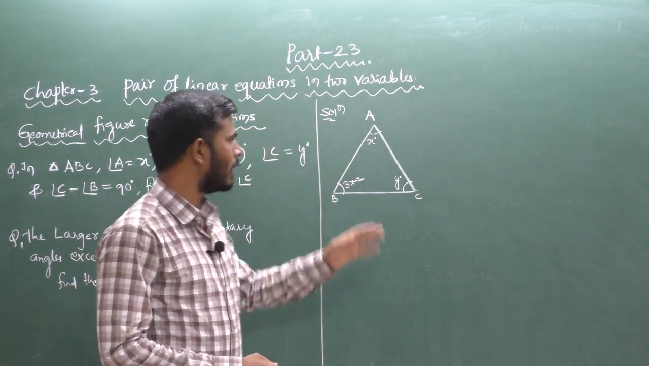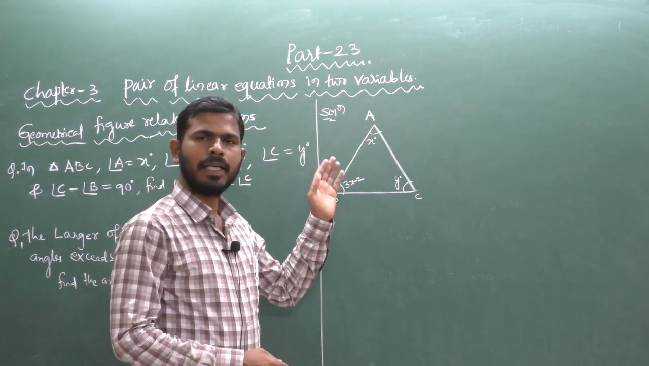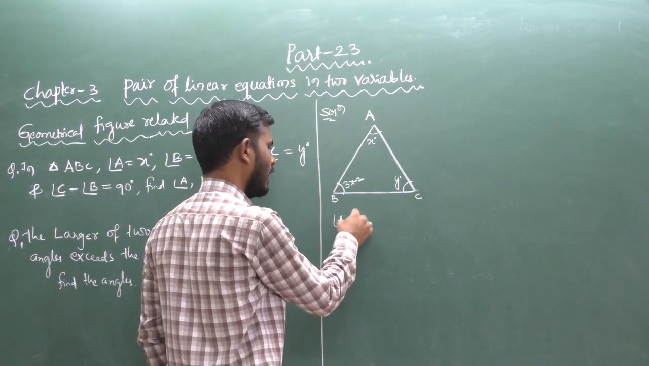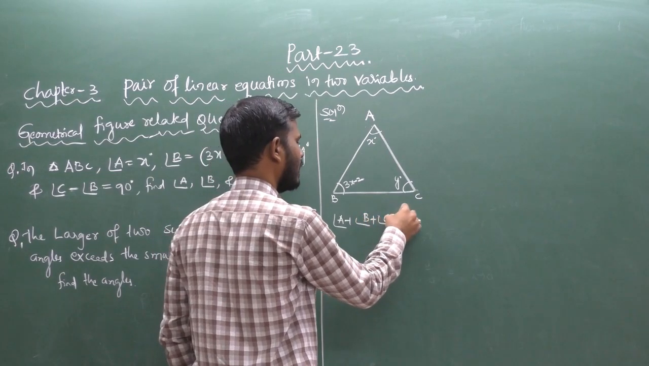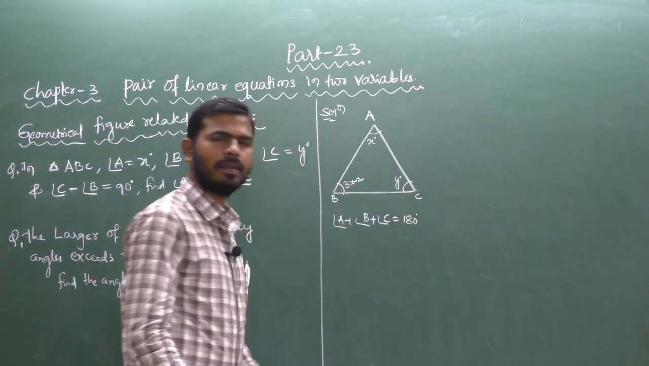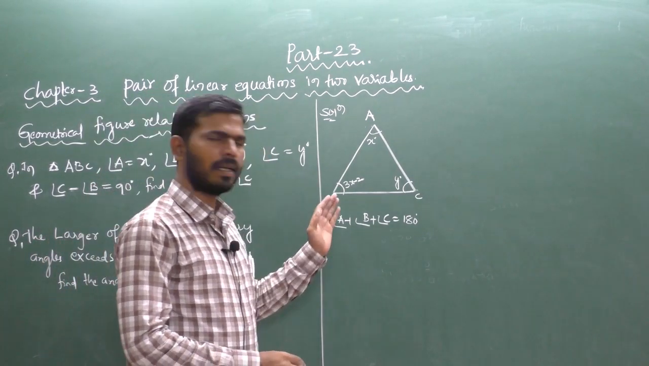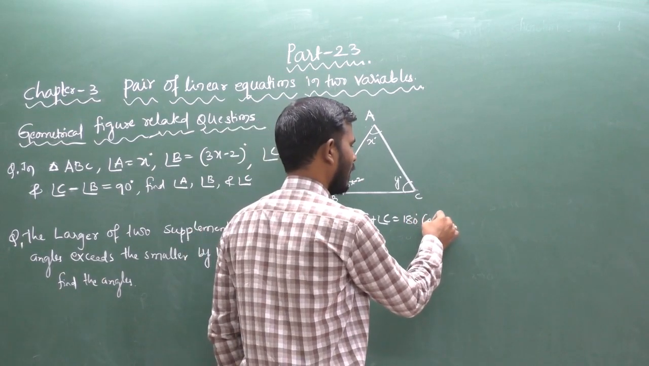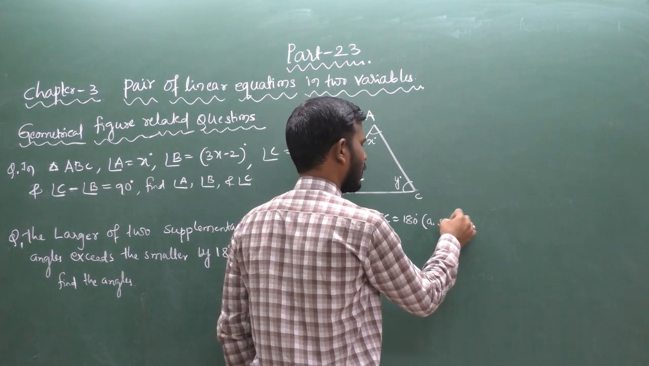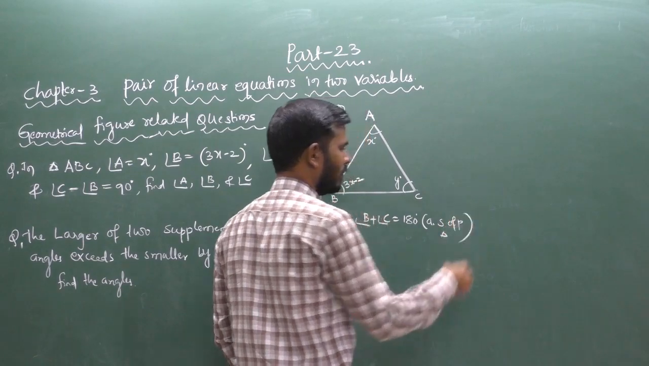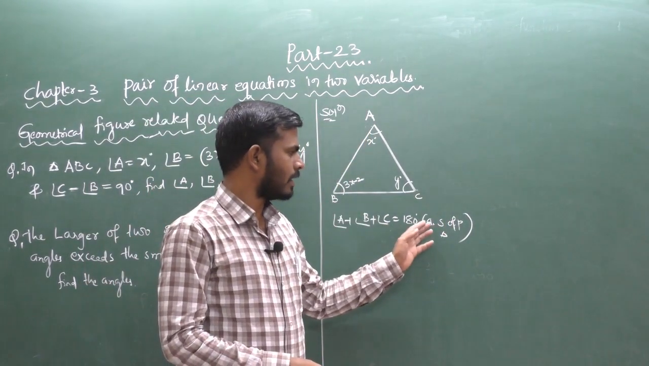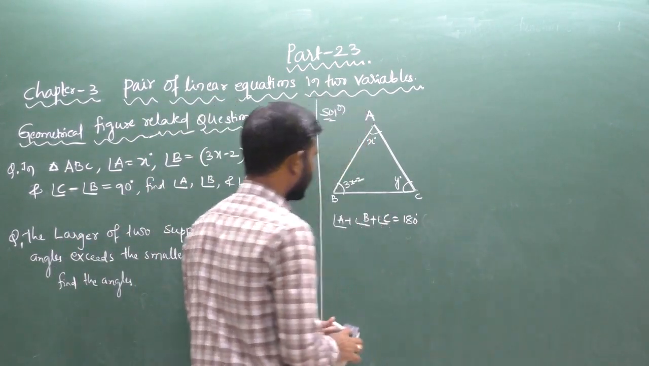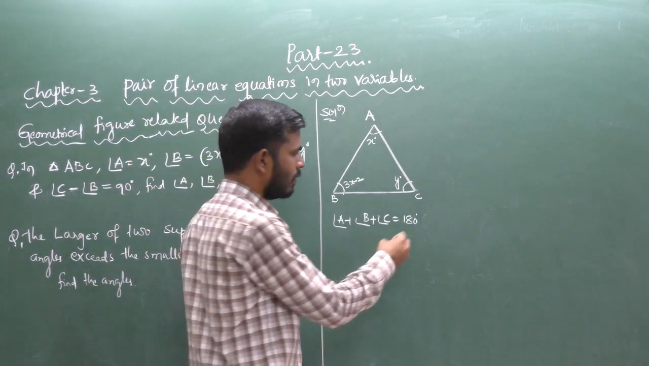Angle A is x degree, angle B is 3x minus 2 degree, angle C is y degree. So first, angle A plus angle B plus angle C equal to 180 degree. You have to write the reason in brackets: angle sum property of triangle. I write the short form here, or you can write it in full detail.